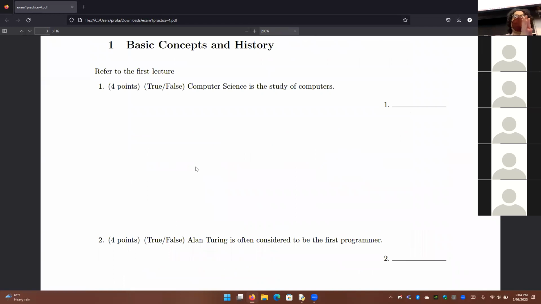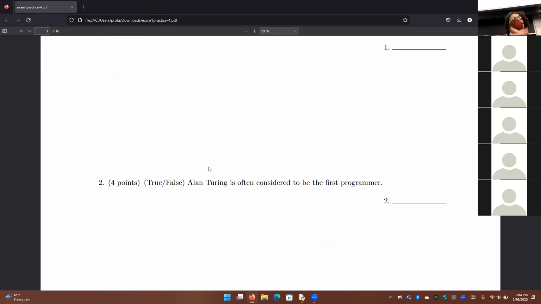So first off, true or false, computer science is the study of computers. False. What is a not wrong answer? Study of algorithms is not wrong, right? If you ask a lot of different people, they're going to give you a lot of different answers, but mainly what I'm looking for is a not wrong answer there.